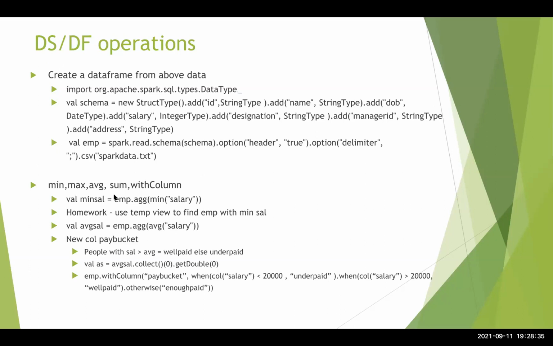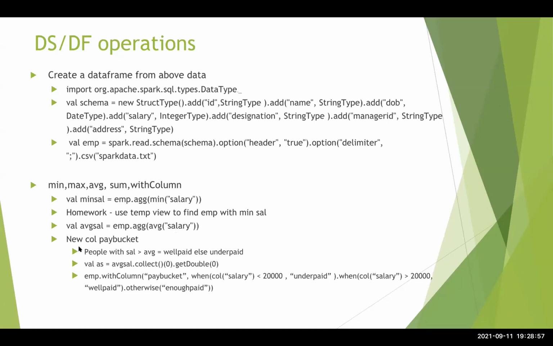So I have this emp DataFrame. I want to get the minimum salary. I can use emp.aggregate and get the minimum salary. Homework for you is to create a temp view to find the minimum salary from this data. I also want to get the average salary, so I can use emp.aggregate and get the average salary.